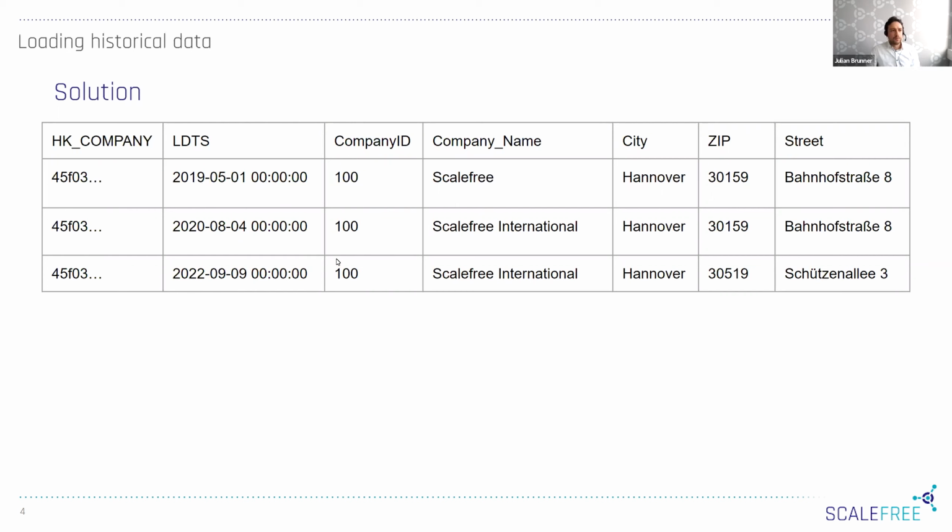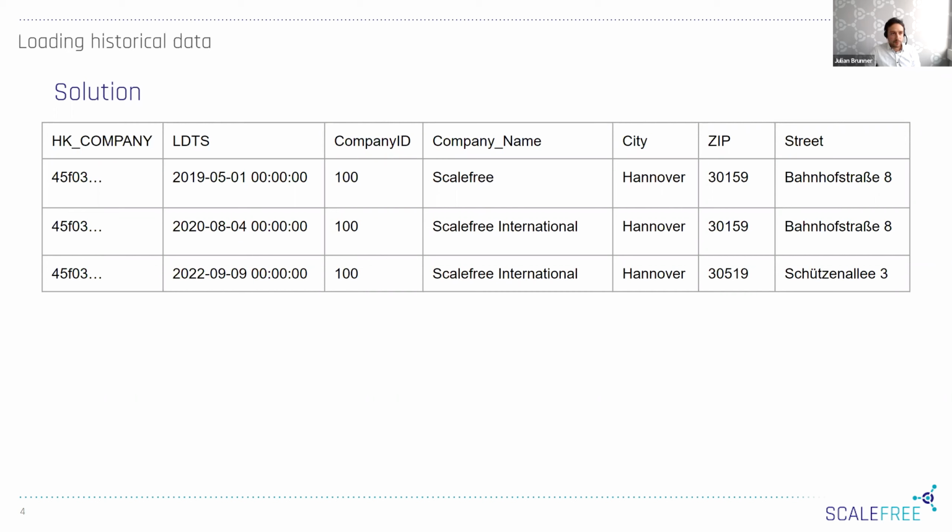Now, let's talk about a second use case, how to load the historical data if we do not have the extracted date, or it is not usable for whatever reason. Also in this case, we still don't use a multi-active satellite.